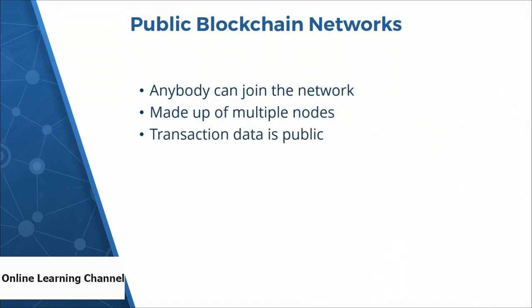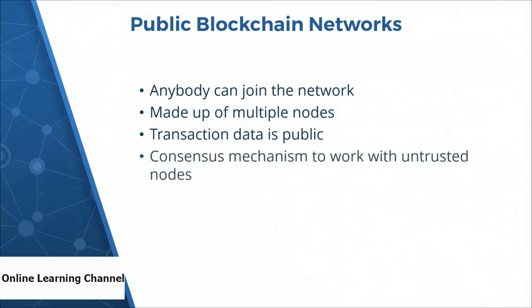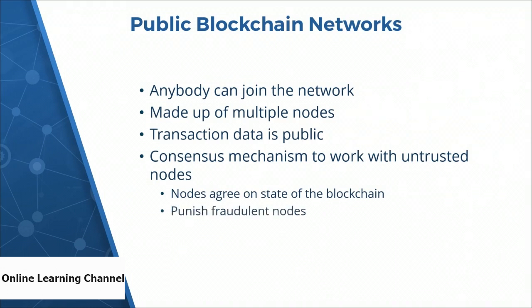Now, when you have multiple, potentially thousands of nodes working together, there needs to be some mechanism for all these untrusted nodes to arrive at a consensus. This consensus mechanism must get the nodes to agree on what the valid state of the blockchain is, and in addition to that, it should also punish nodes for fraudulent behavior. This is something which is accomplished by means of the proof of work algorithm, which is the consensus mechanism being used in the most popular public blockchain networks at the moment, namely Ethereum and Bitcoin.